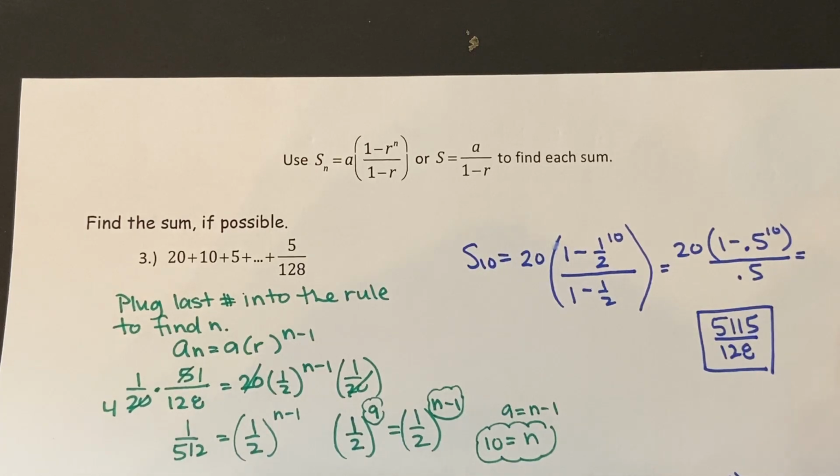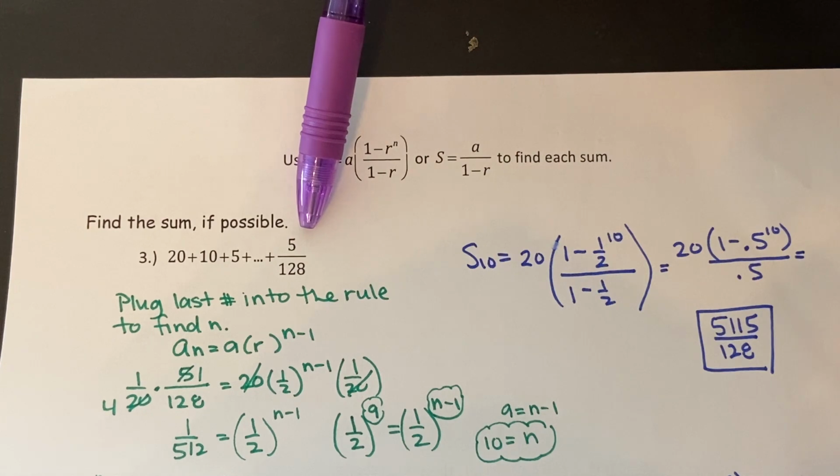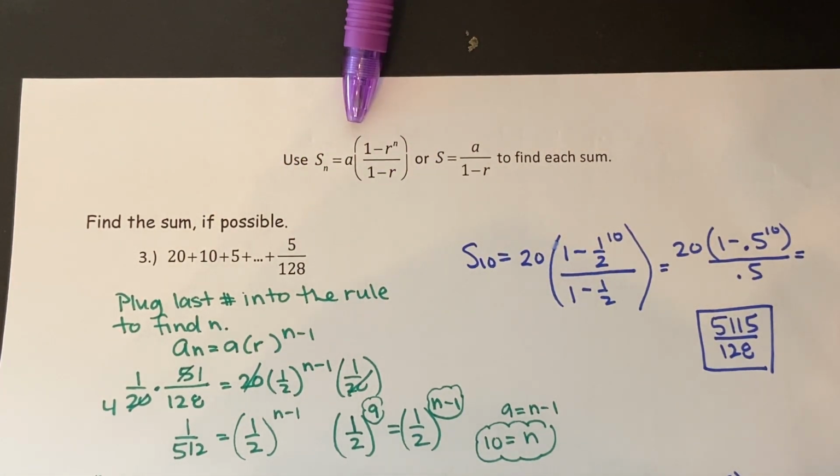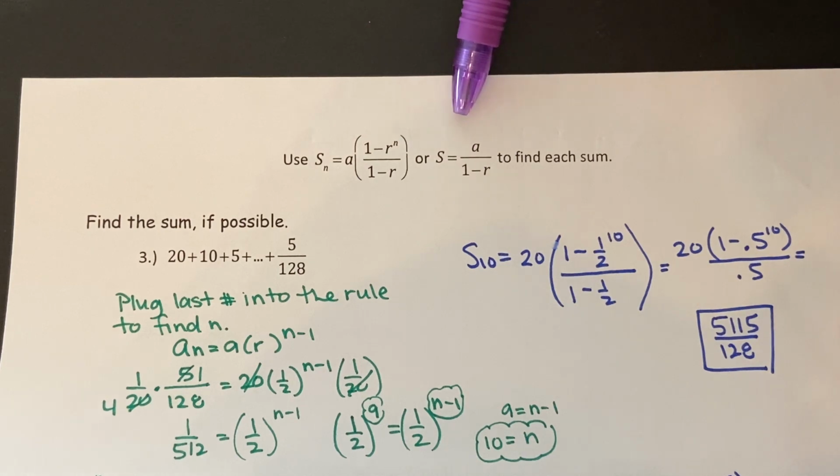To find the sum of a geometric series, if I have a finite number of terms, like 5 terms, 6 terms, I'm going to use this first rule here. If I have an infinite geometric series, I'm going to use this second rule here.